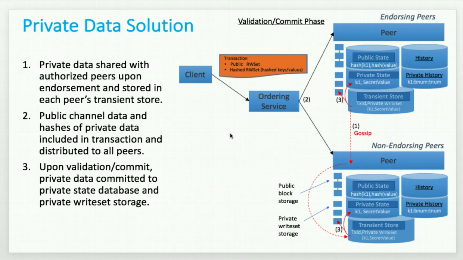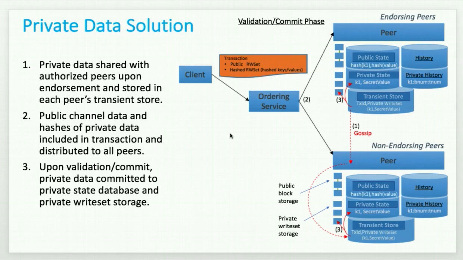It will also determine which other peers in the network are authorized to receive this private data and send the private data to those peers via gossip so that those peers also have the data and can validate and commit the data when the block gets committed. In step 2, the client will submit the transaction to the ordering service, and that gets distributed in the blocks to all the other peers as normal.